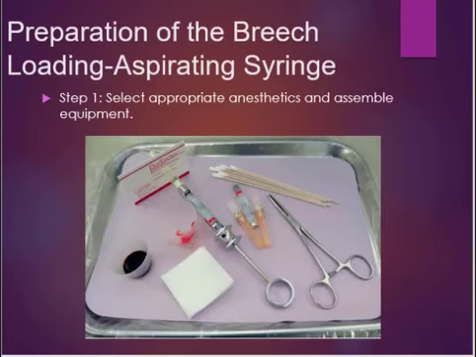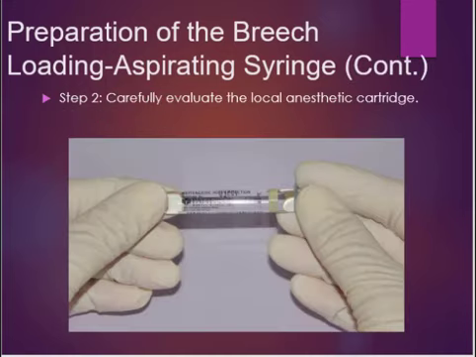All right, so step 1. We're talking about preparation of the breech-loading aspirating syringe. Step 1 would be select appropriate anesthetics and assemble equipment. Basically setting up. You don't want to forget your PPE either. Step 2 would be to carefully evaluate the local anesthetic cartridge. You want to do this every single time before you give an injection. You always want to evaluate the cartridge.